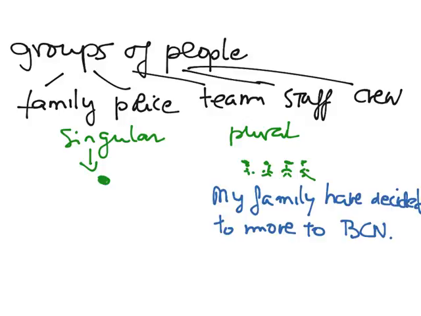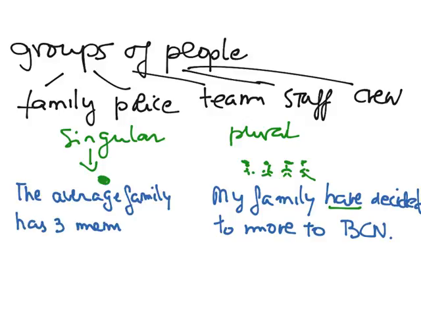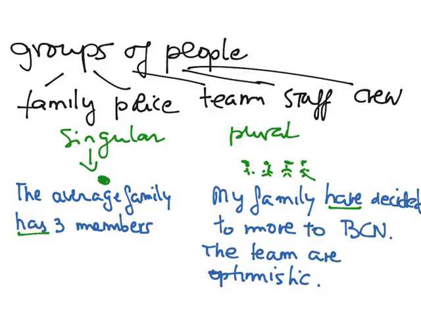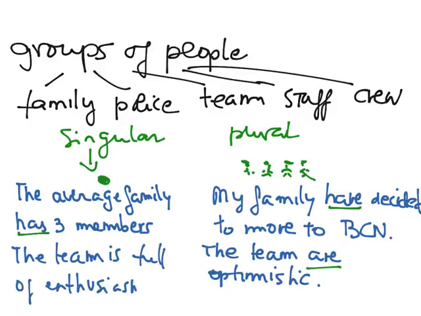For example, you might say, my family have decided to move to Barcelona. My family have, that is the plural. It means your family, individually, each one has decided to do it. Or you might say, the average family has 3 members. In this case, you are referring to the family as a singular or impersonal unit. You might say the team are optimistic. You are referring to each member. But if you say the team is full of enthusiasm, then you are referring to the team as a whole.